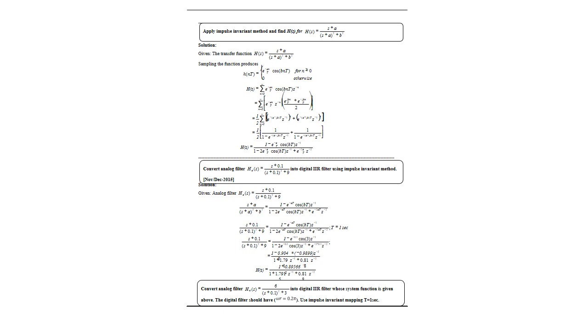After that we will get the H(z) value as (1 + 0.8956 z^(-1)) / (1 + 1.791 z^(-1) + 0.81 z^(-2)).